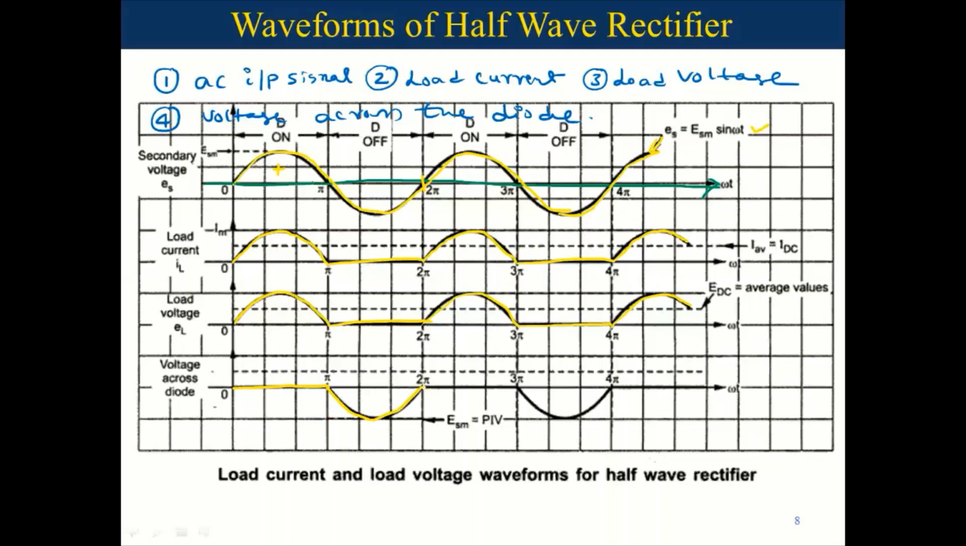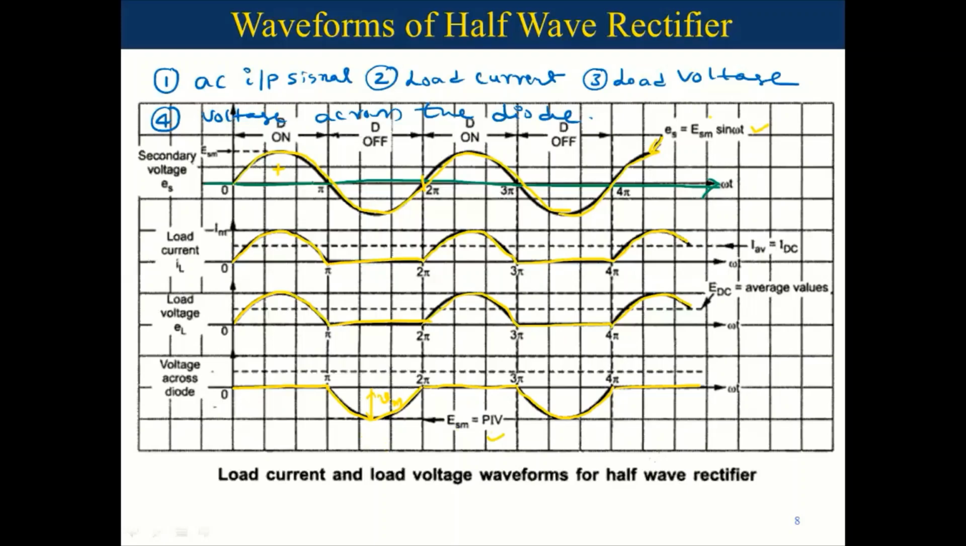Then again during the positive half cycle, the diode is forward biased, it acts as a short circuit, and ideally the voltage is 0 across the diode. And during the negative half cycle, the diode is reverse biased, it acts as an open circuit, so we get the maximum voltage across the diode. I already told you the maximum voltage across the diode in reverse bias is called peak inverse voltage. Here it is the maximum voltage, so we can treat it as Vm. Vm is the peak inverse voltage of the half-wave rectifier, which is the voltage across the diode during the negative half cycle.